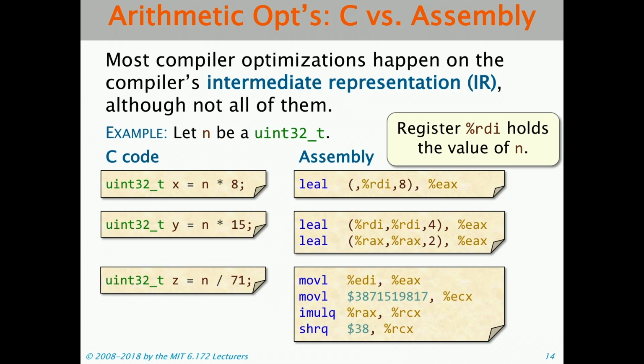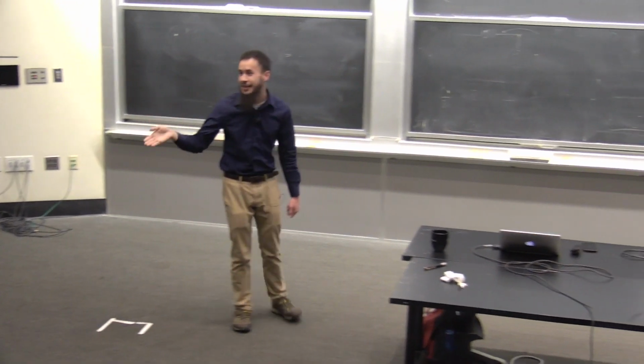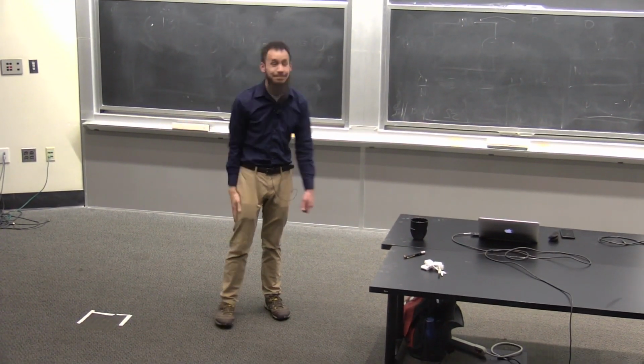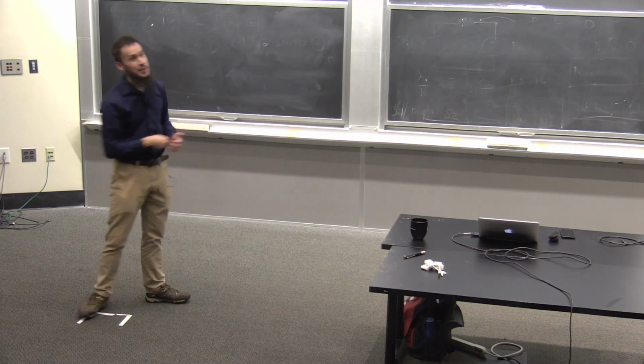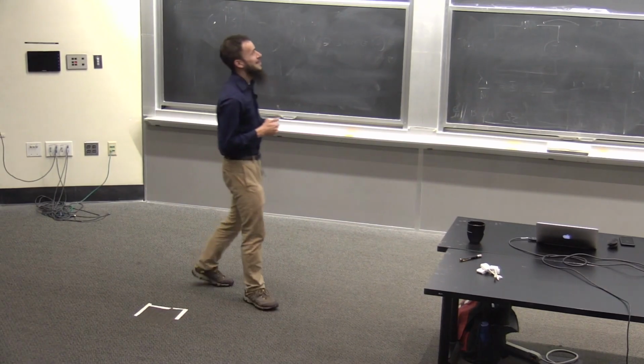The next instruction takes whatever's in RAX, which is now 5n, multiplies that by 2, adds it to whatever is currently in RAX, which is, once again, 5n. So that computes 2 times 5n plus 5n, which is 3 times 5n, which is 15n. So just like that, we've done our multiply with 2 LEA instructions. How about the last one?